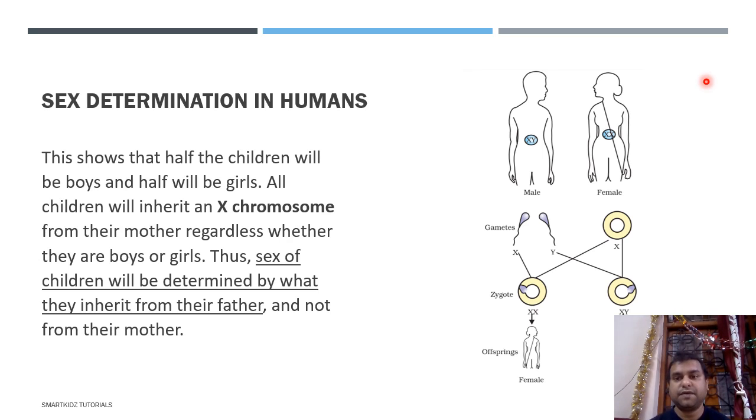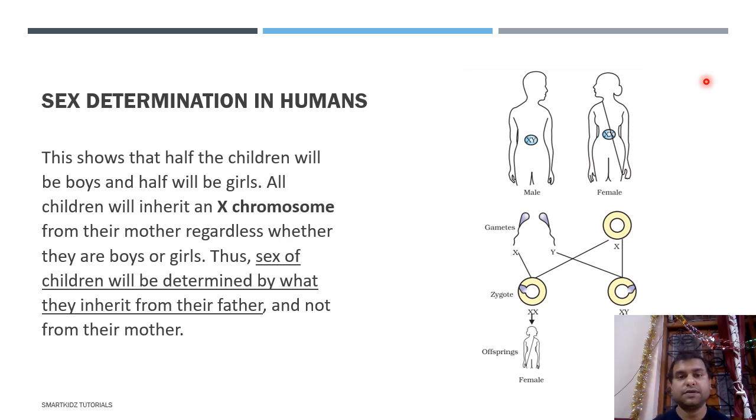In humans, males have X and Y chromosomes, and females have two X chromosomes. So a female can give only an X chromosome. That's all she has. But a male can give either an X chromosome or a Y chromosome. So essentially, it is the male who determines whether the baby that is going to be born will be a boy or a girl.